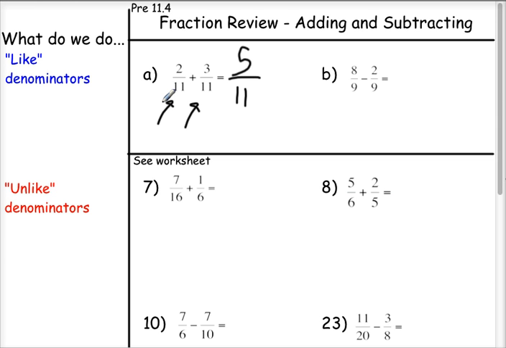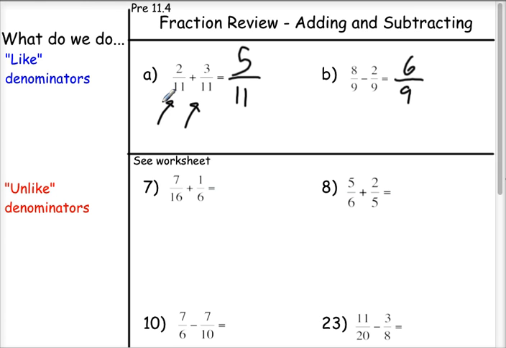So again, you do the operation to the top, however, the denominator doesn't change. It stays the same. Same thing with subtraction. 8 over 9 minus 2 over 9, well, that bottom stays the same, so I know I'm getting 9 down there. 8 minus 2 leaves me with 6.